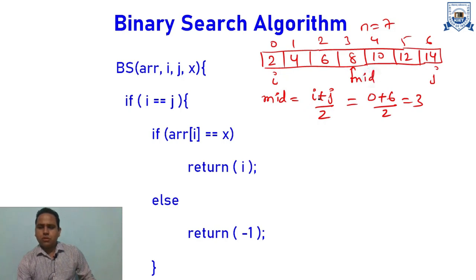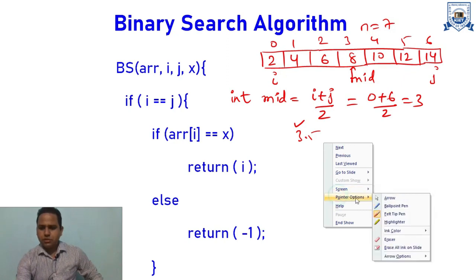Suppose you ask, sir, what will happen if our array has an even number of elements, say indexes 0 to 7, a total of 8 elements? In that case, how do we find the mid? Since we are using an integer for mid, it will take the lower bound. Here mid is an integer. So if you get the answer 3.5, we take 3 as our mid.